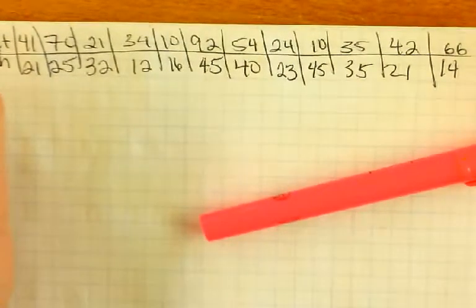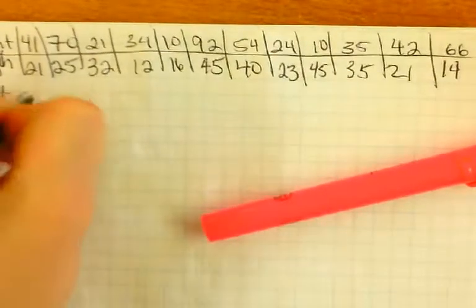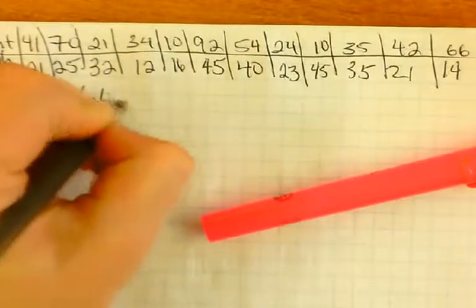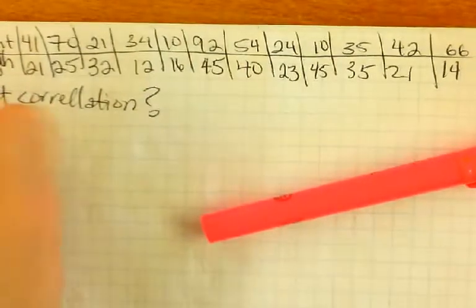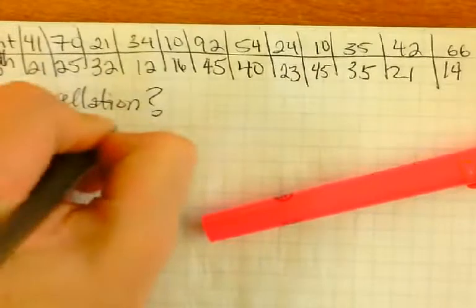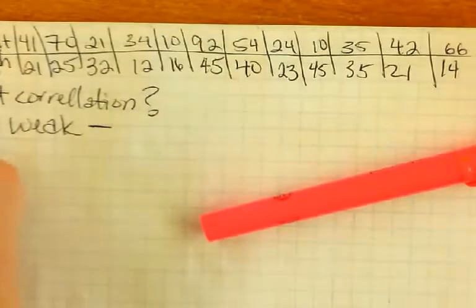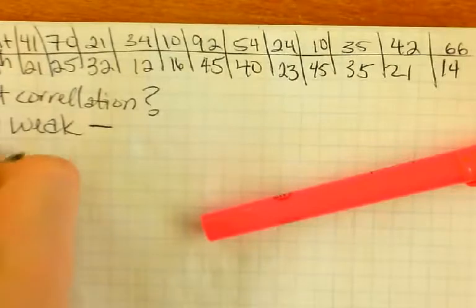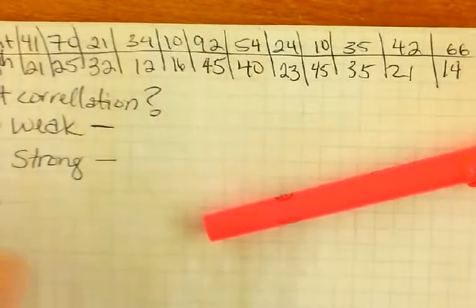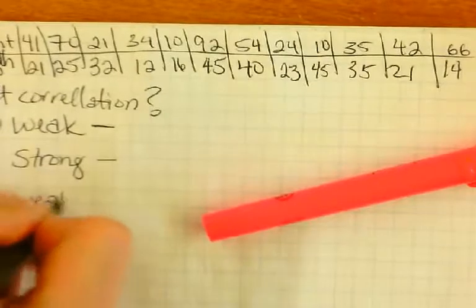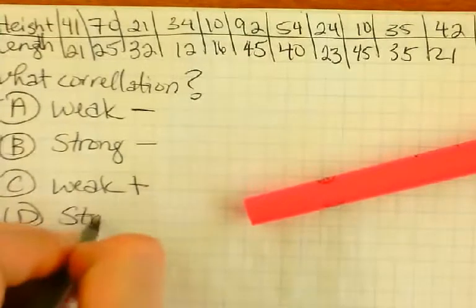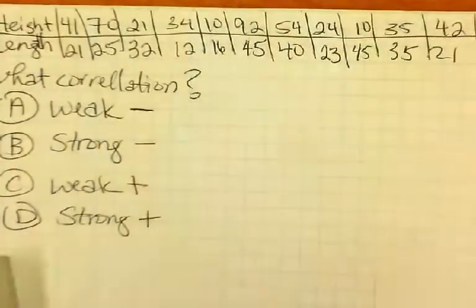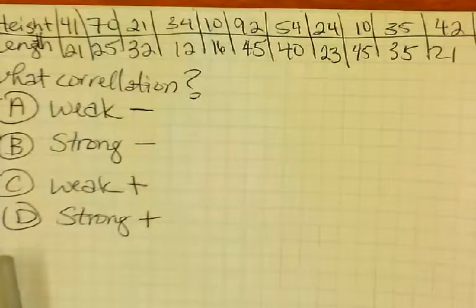So we're going to get 4 options. We're going to say, what correlation here? Do we have weak negative, strong negative, weak positive, strong positive? All right, 4 different ways that this can go down.